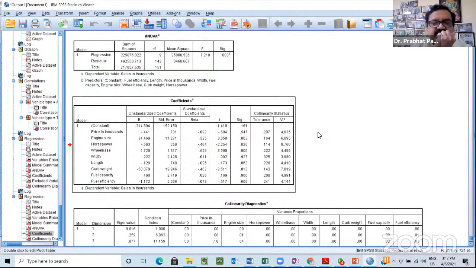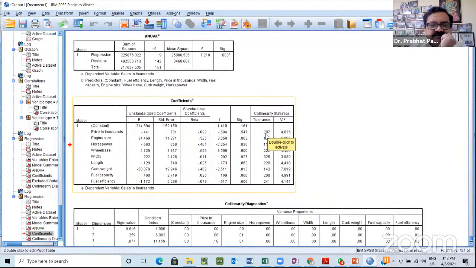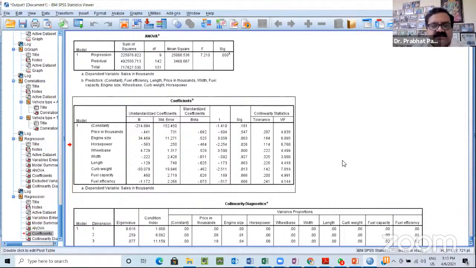It's not a stepwise. So here you see the VIF is all 4, 6, 8, 4, 3, 4, 7, 4, 4. It's all more than 2. And here the tolerance is very low, 0.2, 0.1, 0.3, like this. So you can see here very clearly that it has a serious problem of collinearity.